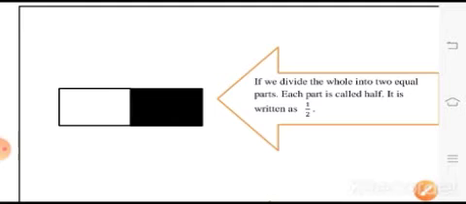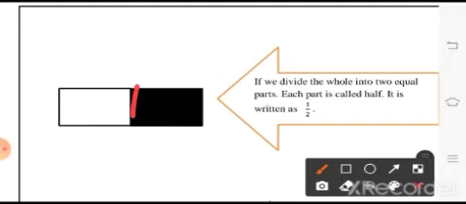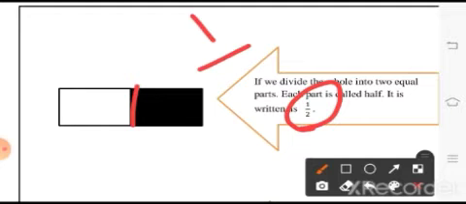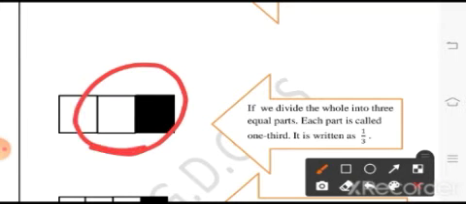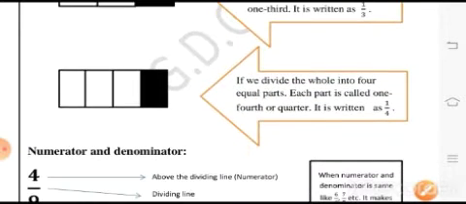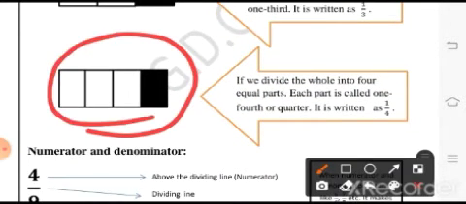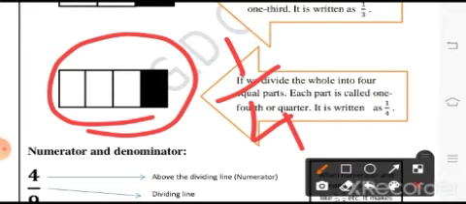Like here, this whole has been divided into two equal halves, two equal parts, so it is written as 1 by 2 and it is called a half. Here it is divided into three parts, so each of it is written as 1 by 3 and we call it 1/3. Here in this diagram you can see it has been divided into four parts, so we call it 1/4 or quarter and we write it as 1 by 4.